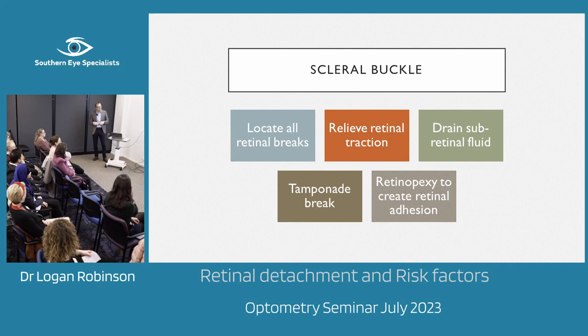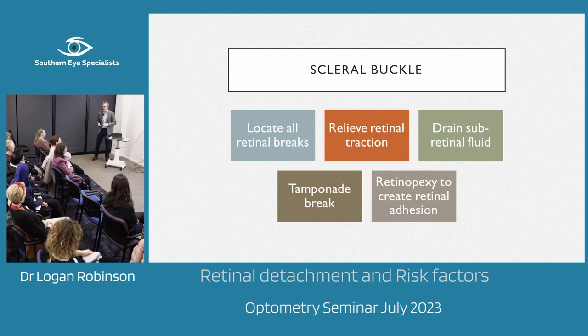Tamponading the break, you can put a gas bubble in sometimes if you feel your indent from your buckle isn't enough, but really it's that buckle pushing in, or the plastic that you've stitched tightly to push the wall in, so that the RPE is now against the retina, and so the tear is here. So now you've brought them both together, and that's the tamponade actually. It's forcing from the outside, whereas a bubble is more forcing from the inside. So you're doing that by stitching that thing to the wall of the eye. And again, you're doing some cryotherapy or something as well.